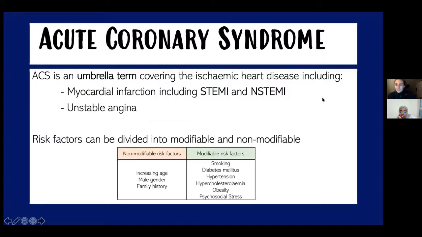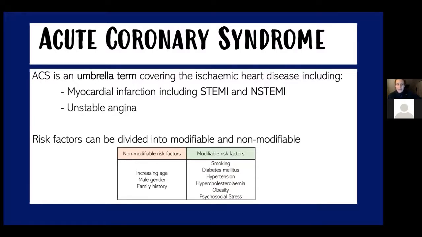First things, you probably all know this already, but ACS is an umbrella term. You're never going to meet anyone in the hospital that's diagnosed with ACS. It's going to be split into either a STEMI, an NSTEMI, or unstable angina, and they all fall under ACS, which just describes ischemic heart diseases. These three diseases all have the same risk factors, and we'll divide them into modifiable and non-modifiable.